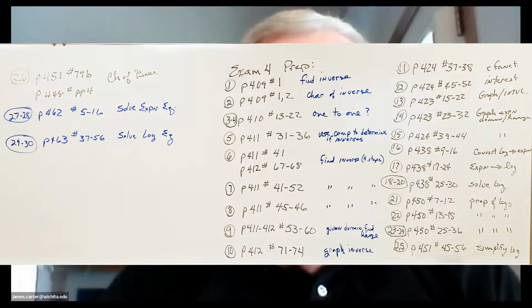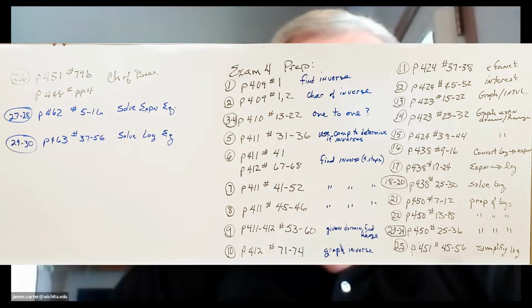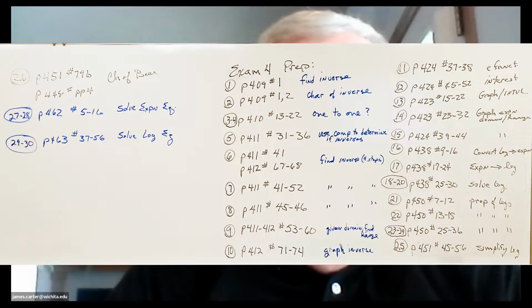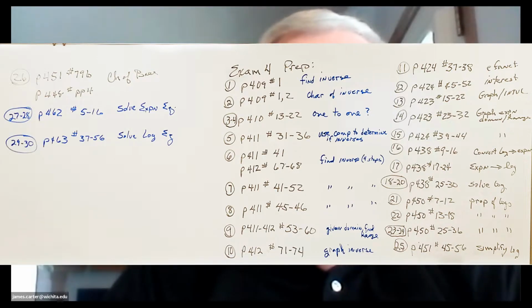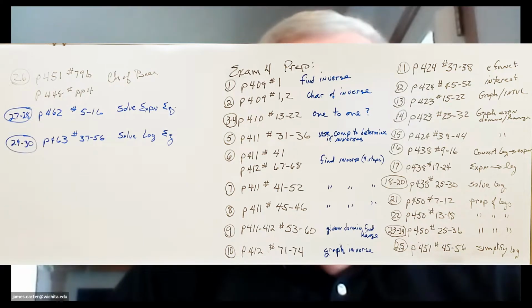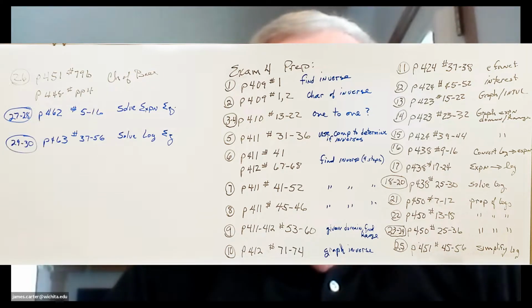Okay, number 5, the general instructions are determine whether the two functions are inverses. And this time you have to do it algebraically instead of graphically. So basically you're going to have to use the compose function and see if you compose f compose g, if you get x, and g compose f, and see if you get x again. And if you get x on both answers, then they are inverses. Your citation for problem number 5 is 4.1.2, page 411, number 31 through 36.